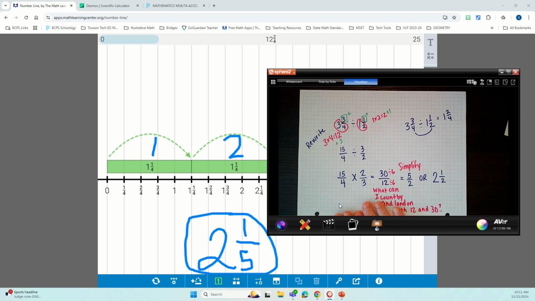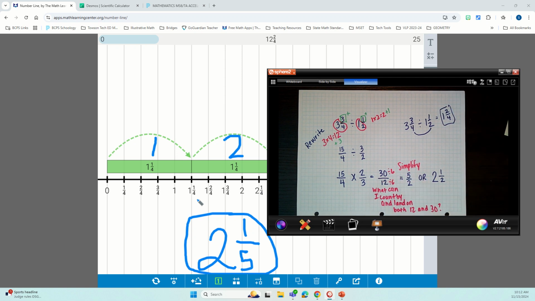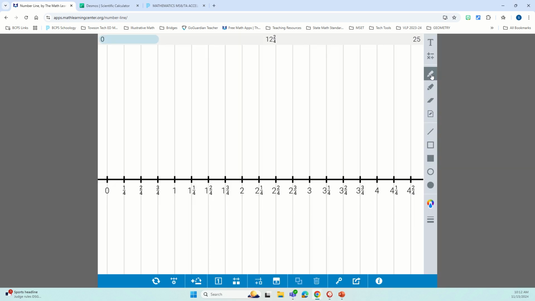So now we know we're going to make sure our number line is in fourths, which I already have it in. And instead of using a half, we're just going to use the 1 2/4, which is the same thing. All right, so 3 3/4. I'm going to come over here and just clear the board. 3 3/4 divided by 1 2/4, which is the same thing as a half, 1.5.